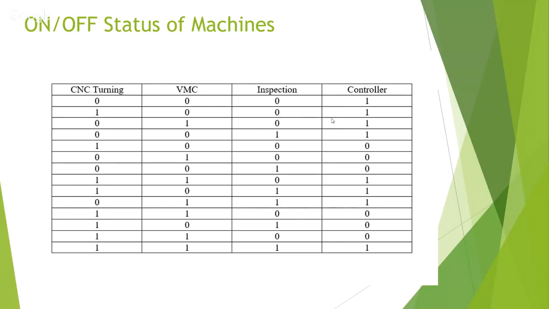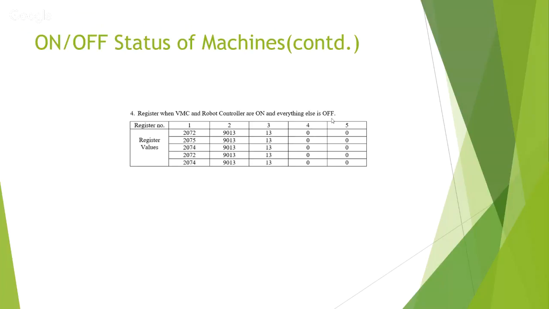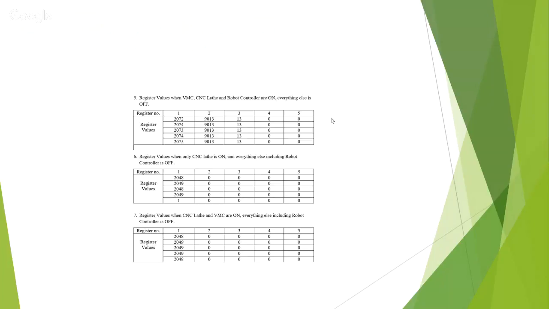And the data which I got from these combinations are these. The register values when all the machines are off, all CNC, VMC, inspection are off, but the robot controller is on, then I get this data. In the second, I get the data when the controller is on and everything else is off. In the third, the CNC lathe is on and the controller is on and everything else is off, then I get this data. In the fourth combination, I put VMC and robot controller on and CNC off. So I get this data. I collect the data at various combinations, as you can see.